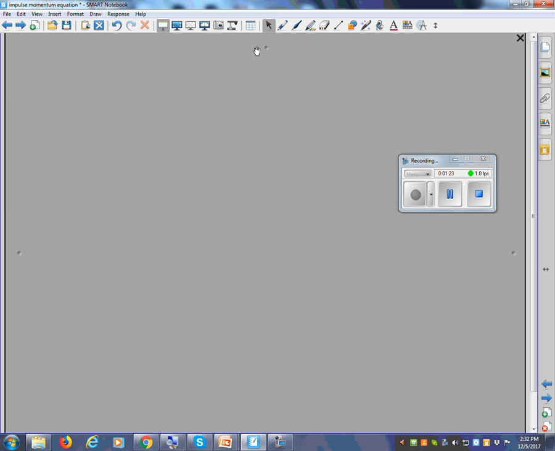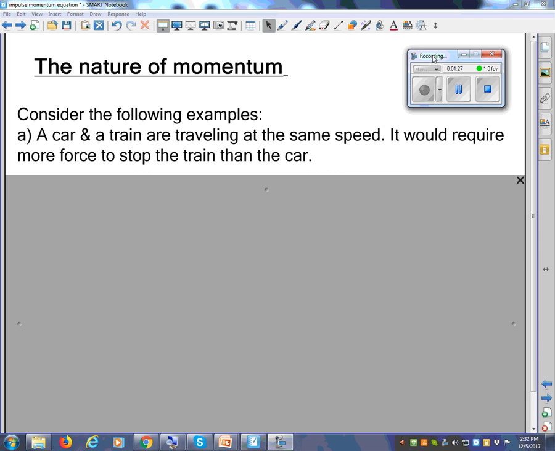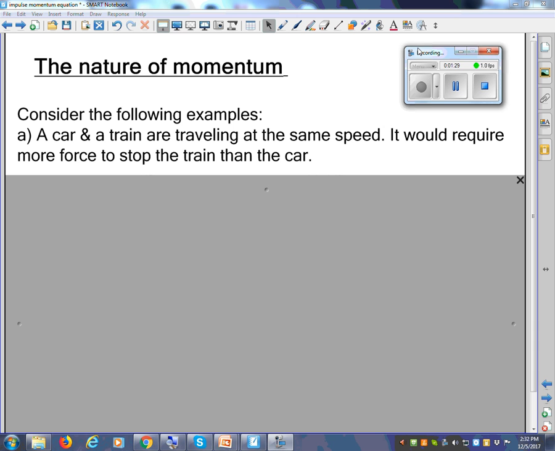The nature of momentum. Now, this is just introductory, setting the tone. You don't need to write this down. Just sit back and enjoy. So, consider the following examples. A car and a train are traveling at the same speed. Imagine Ty is racing to beat the train at the crossing. Bad idea.